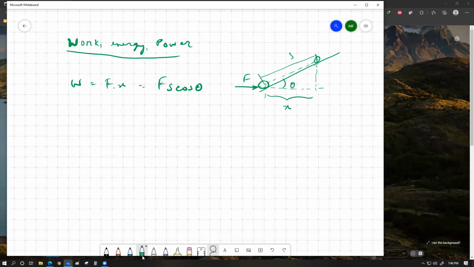So in this case, work done can be given by Fx, and if we go for trigonometry over here, there's a 90 degree angle. We can write x by s equals cos theta, and therefore x equals s cos theta. And if we replace this value over here, we get work done can be given by Fx or Fs cos theta. So that's one thing.